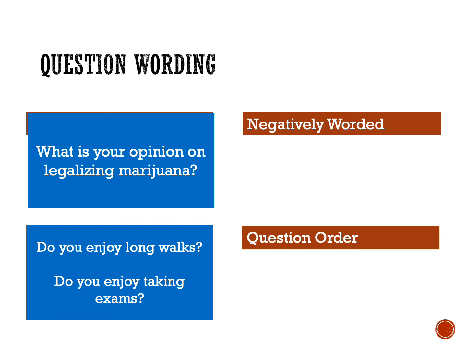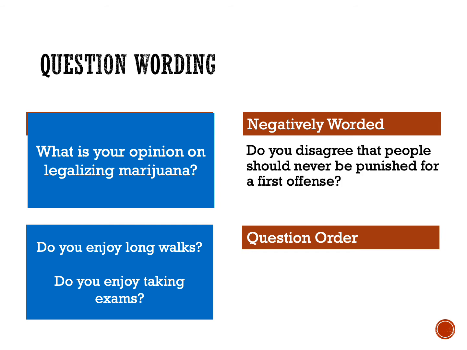The next one is negative wording. So we want our questions to be answered in a very straightforward way. That's the best way to protect your construct validity. And so the more cognitively difficult it is for people to answer a question, that can lead to a lot of confusion. So using negative language in questions is more difficult for respondents to process. So here's an example. Do you disagree that people should never be punished for a first offense?